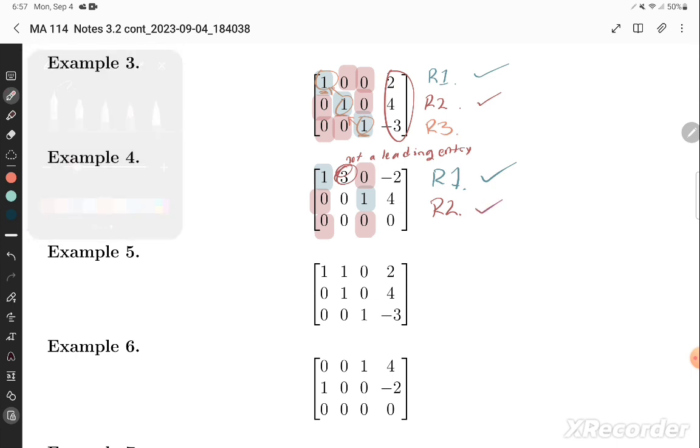And then for the last one, R3, I'm going to start here. Does this leading entry, if there's a leading entry above it, is it to the left? And the answer is yes. It is to the left. So R3 is met. So overall, yes, this is RREF. And this one is also in row-reduced echelon form. Example 5. If I look at example 5, however, I'm going to tell you example 5 is not in row-reduced echelon form.